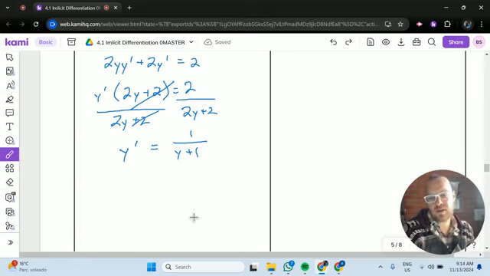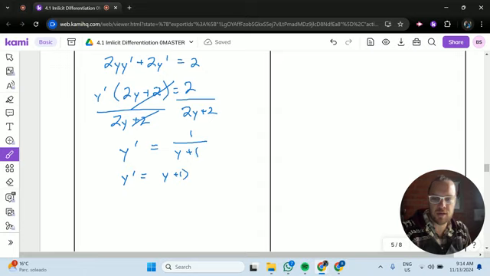So now when I'm taking the derivative of this, first of all, it's probably easier for us to write this thing here as (y plus 1) to the negative 1. Okay, and now we're going to take the second derivative. This is where I'm going to get my y double prime, or d squared y over dx squared.